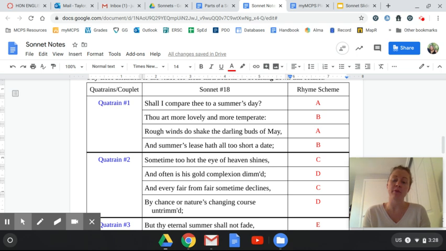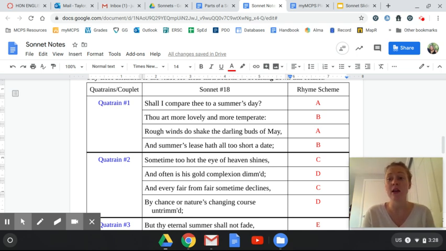But the key thing is that from the beginning of the poem, he's introducing the characters. Shall I compare thee to a summer's day? So we have I, who's the poet, the writer, comparing someone to a summer's day. Now, before we jump into the poem, we know some good things about summer. Summer is beautiful. Summer is warm. Everybody loves summer. In the next line, the poet says, thou art more lovely and more temperate. This poet thinks very highly of the person that he is writing about.